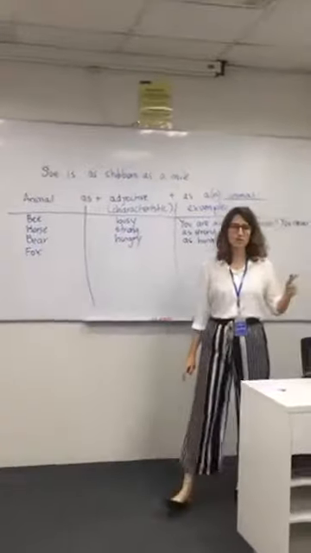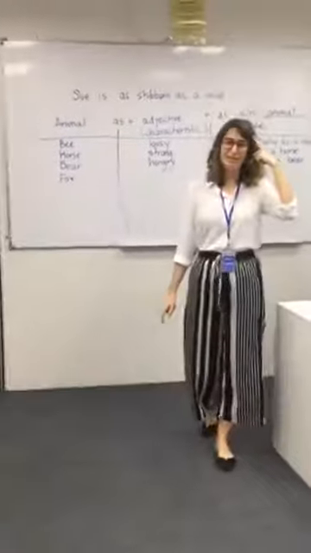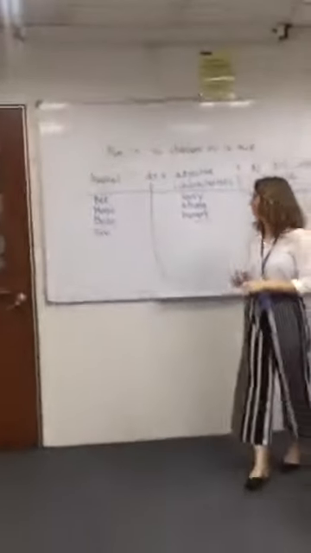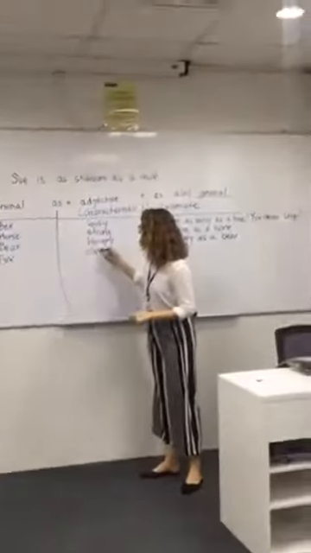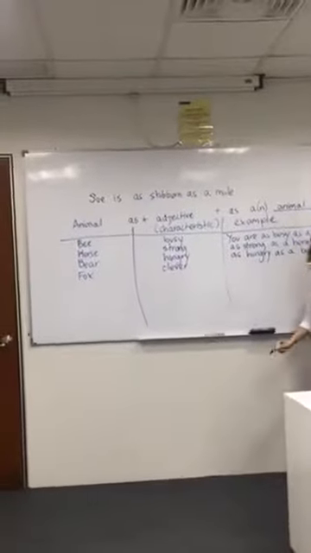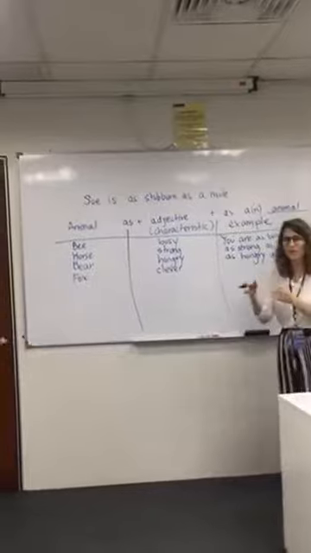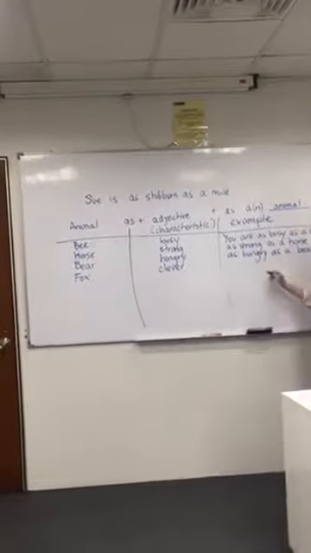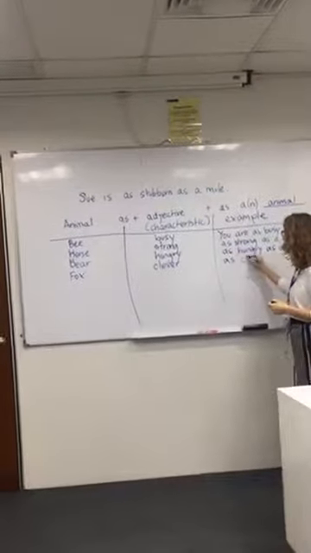Now, foxes are normally seen as very clever. Very good. Okay, because they will find a way. If they want to eat some food or they want to find a way somewhere, they will find it. So we say as clever as a fox.